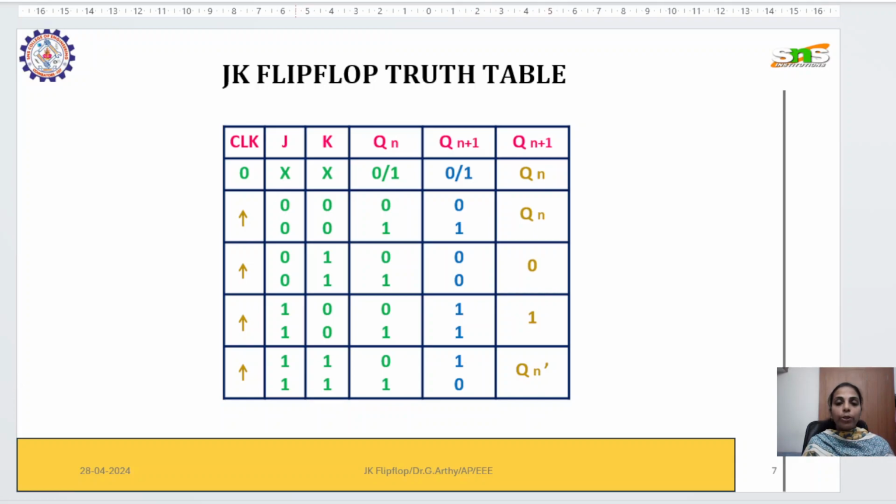And in the case of J is equal to 1 and K is equal to 0, whatever be the present state, the next state will be 1. And the last case is when J and K are equal to 1, right? What happens is it is the inverted version. That is, if present state is 0, next state will be 1. If present state is 1, next state will be 0. So we have written it as Qn dash, that is the present state's complement.